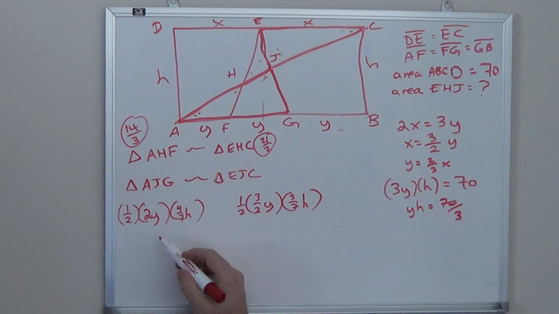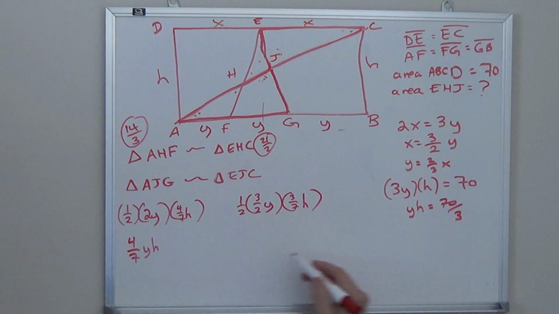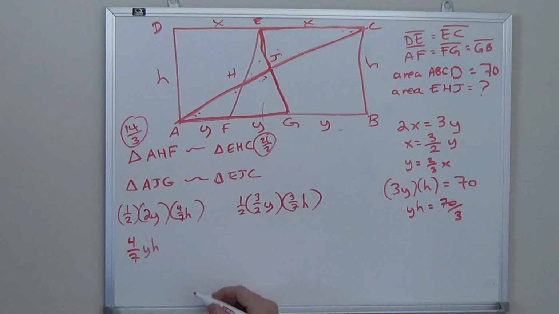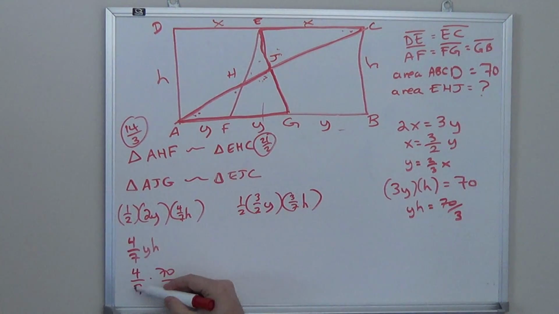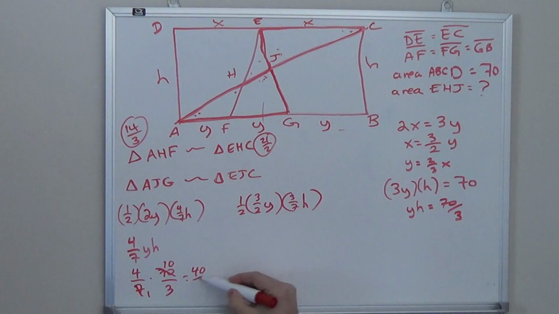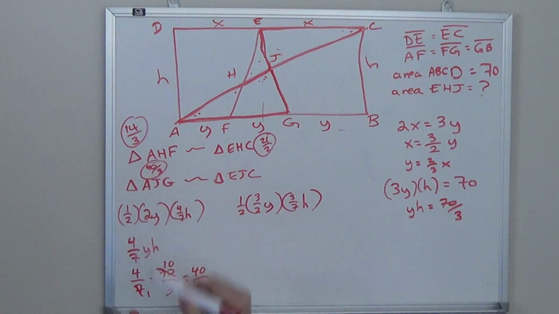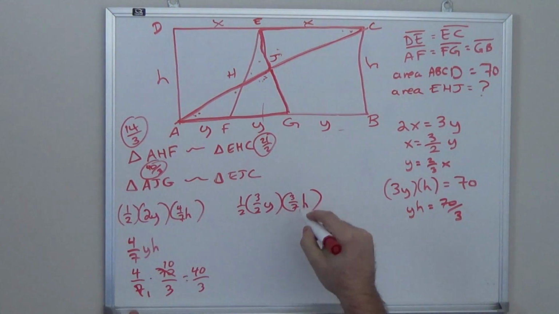1/2 times 2, that's just going to go away. That's y. So the area is going to be 4/7 yh. We're in business. We know what yh is. That's 70 over 3. So 4 over 7 times 70 over 3. That'll be 1. That'll be 10. That's 40/3 is that area. We may need that. We may not. Let's see. Really, I want this area. That's the area I want.